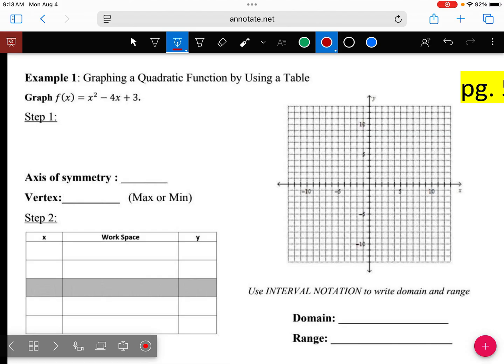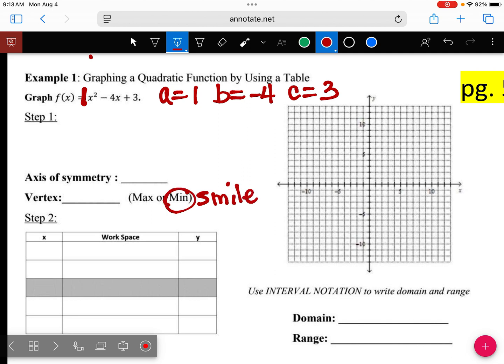First thing first, we have A. I'm going to go ahead and list that off to the side. So A is 1, B is -4, and C is 3. Now, because A is positive, I know that this graph is going to be a smile, which means it's going to have a minimum point.